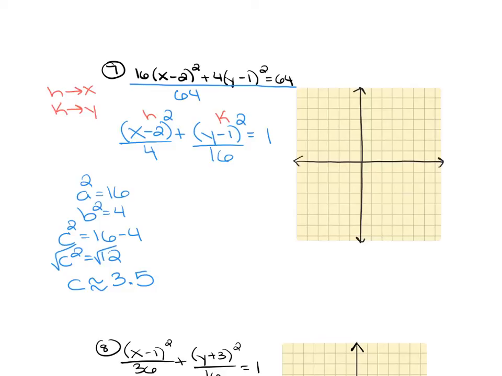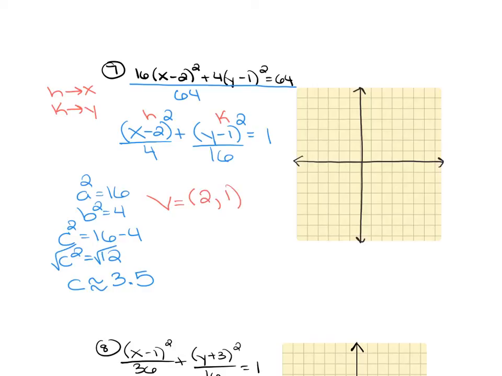So we're going to have a new vertex, and when you take your vertex out, your h and your k are always going to come out with opposite signs. So because the h was -2, it's going to come out as a +2. And because the k was a -1, it comes out as a +1.